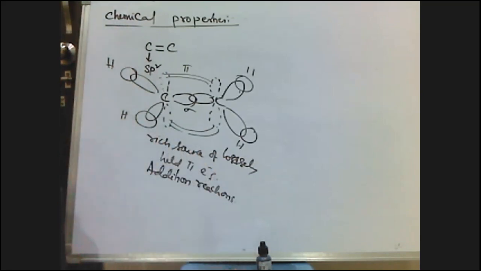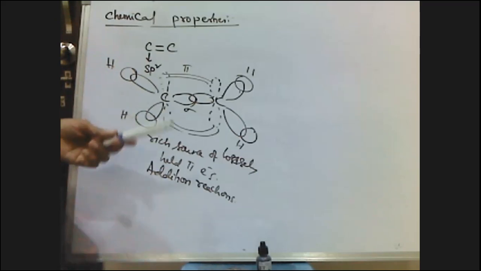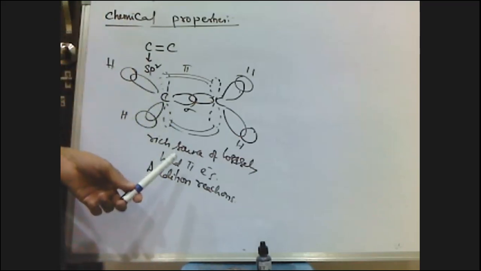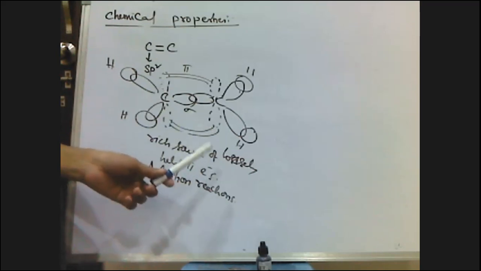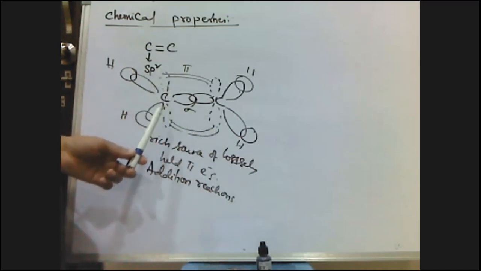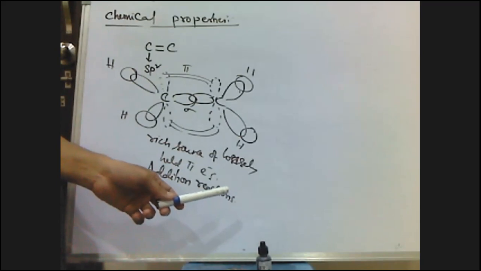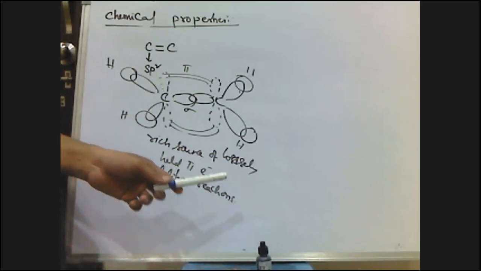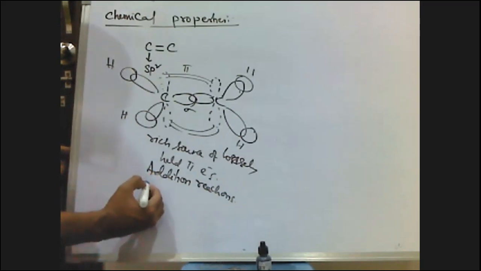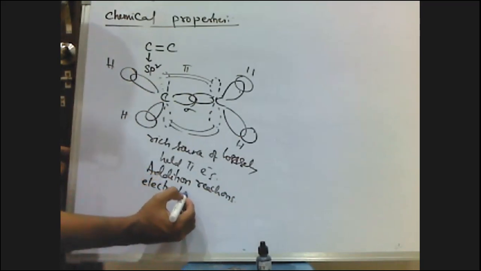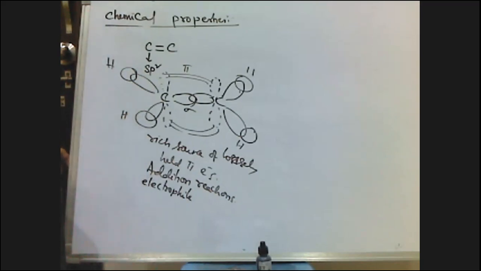In general organic chemistry, we have discussed various organic reactions: substitution reactions, addition reactions, elimination reactions, and rearrangement reactions. Due to the presence of loosely held pi electrons, alkenes act as a rich source of pi electrons. That's why they participate in addition reactions. And in that, the electrophile adds on to the carbon-carbon double bond to form products.